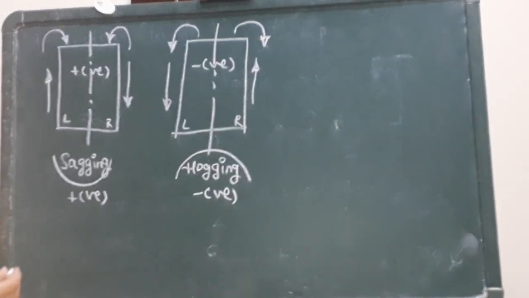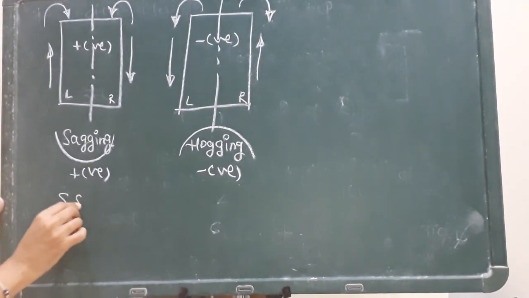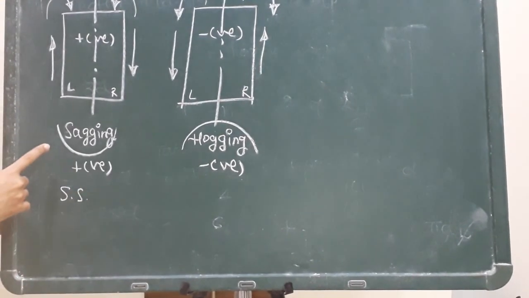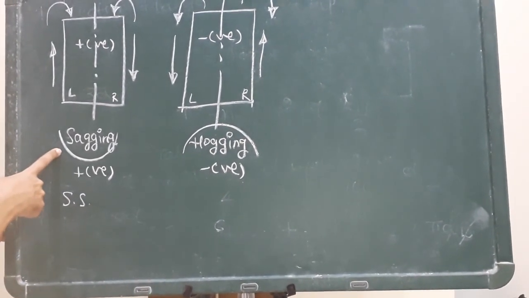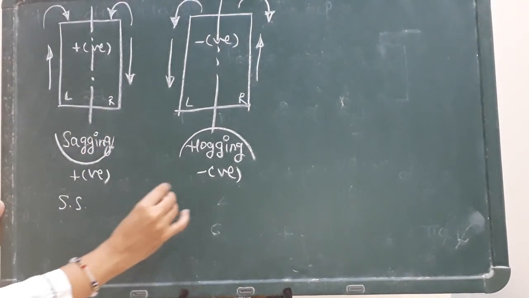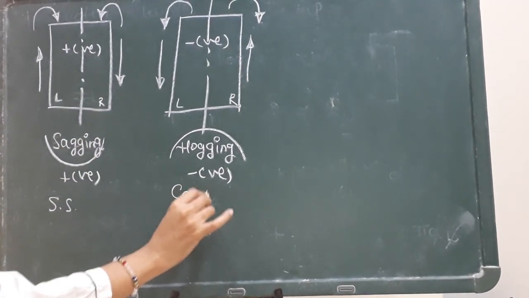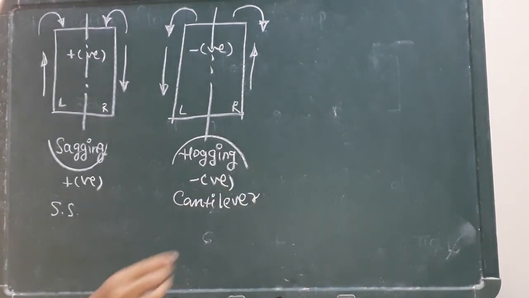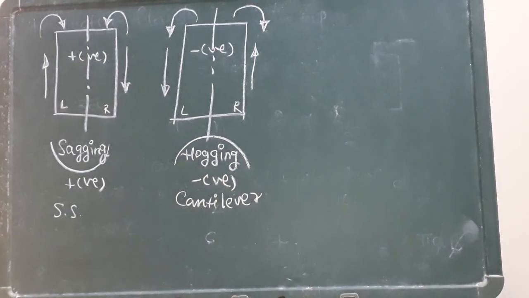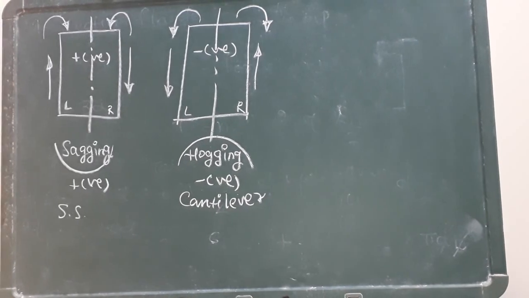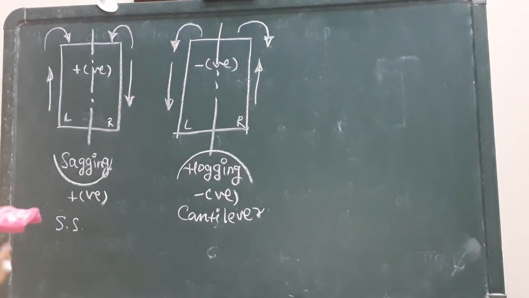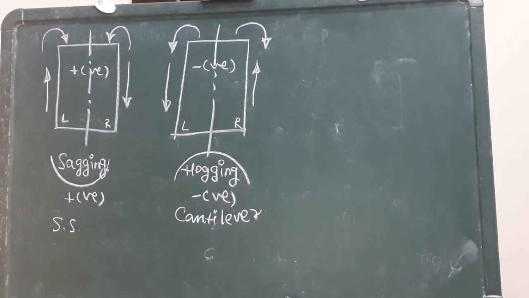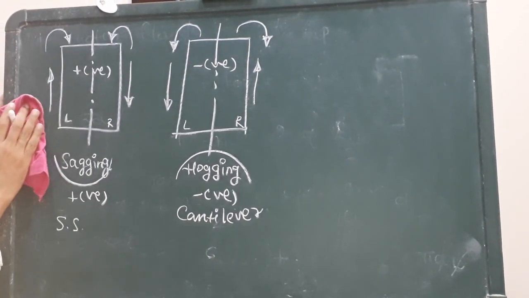So normally when you analyze a simply supported beam, the shape of the bending moment is positive. When you analyze cantilever beams, it is hogging or negative bending. So this much we have seen in the last lecture. This is a basic concept which is required. Now we are starting with the cases.